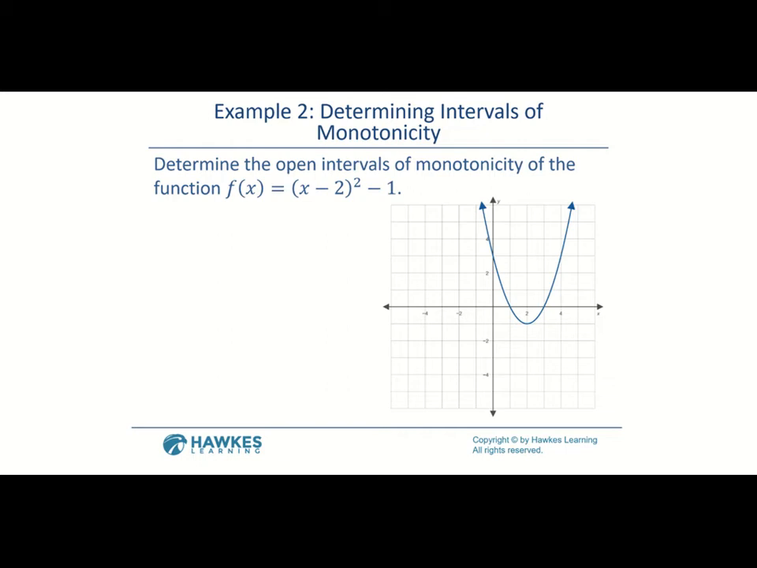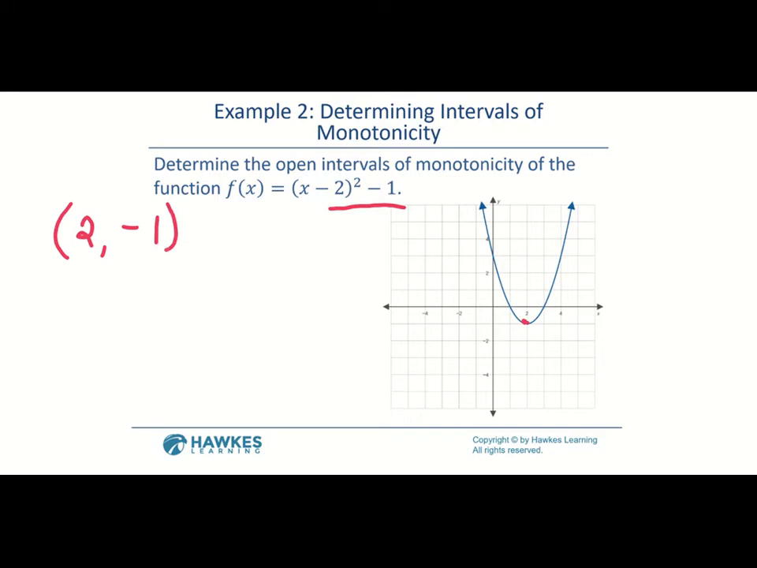All right, so now we're going to look for the open intervals of monotonicity for the function f of x equals x minus 2 squared minus 1. We can see it's been graphed, and we have a parabola here. We know from our equation, because it is in vertex form, that the vertex is (2, negative 1). Our vertex is right there.